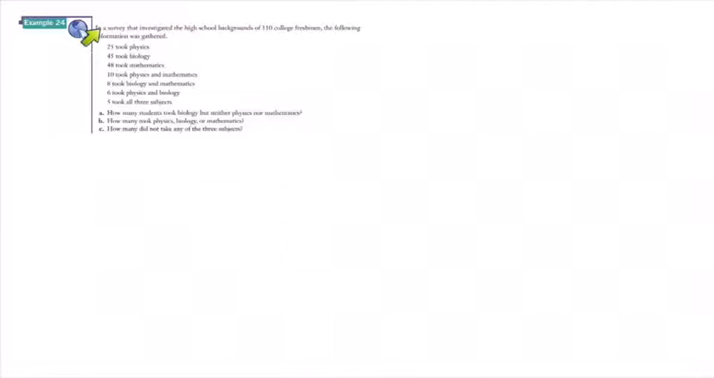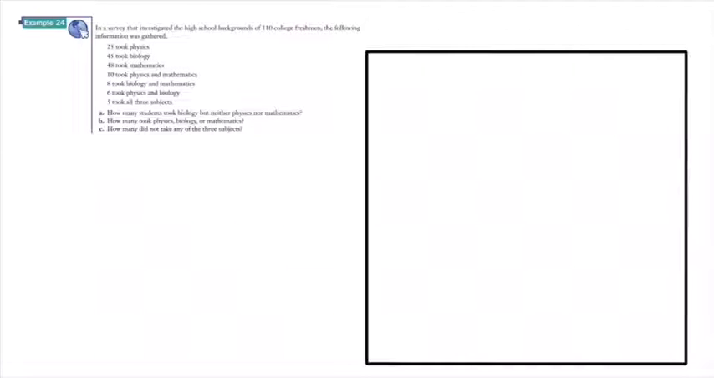This problem says, in a survey that investigated the high school backgrounds of 110 college freshmen, the following information was gathered. 25 took physics, 45 took biology, 48 took math, 10 took physics and math, 8 took biology and math, 6 took physics and biology, and 5 took all three subjects. And then they've asked us 3 questions here. So we're going to use a Venn diagram to answer these 3 questions.